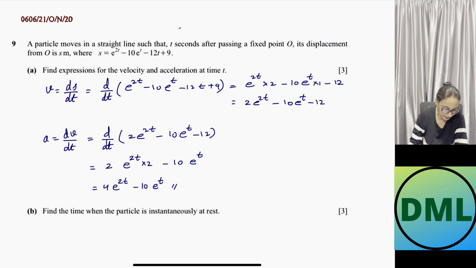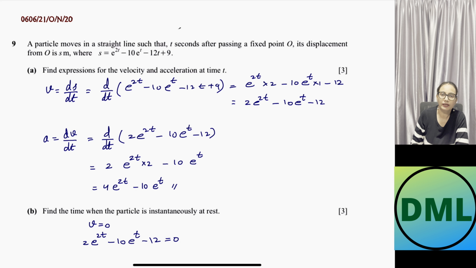Let's see the next part here. Find the time when the particle is instantaneously at rest. When the particle is instantaneously at rest, that means you stopped. That means your velocity is 0. Let's keep the velocity as 0, V is equal to 0. What is my velocity? My velocity is 2 e to the power 2t minus 10 e to the power t minus 12, that is equal to 0.